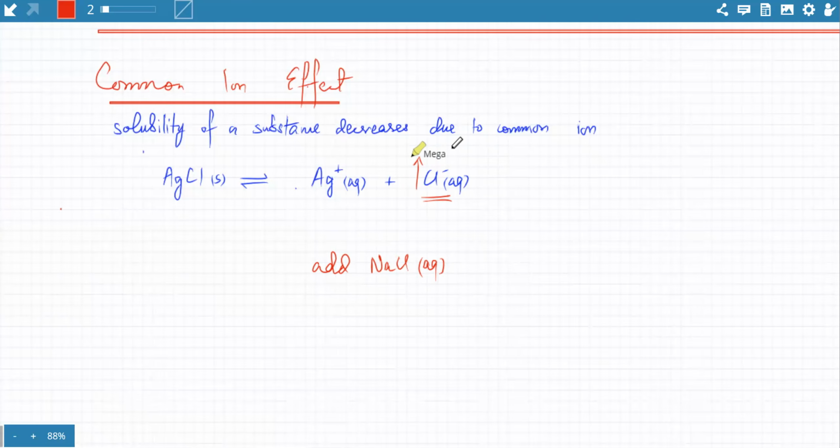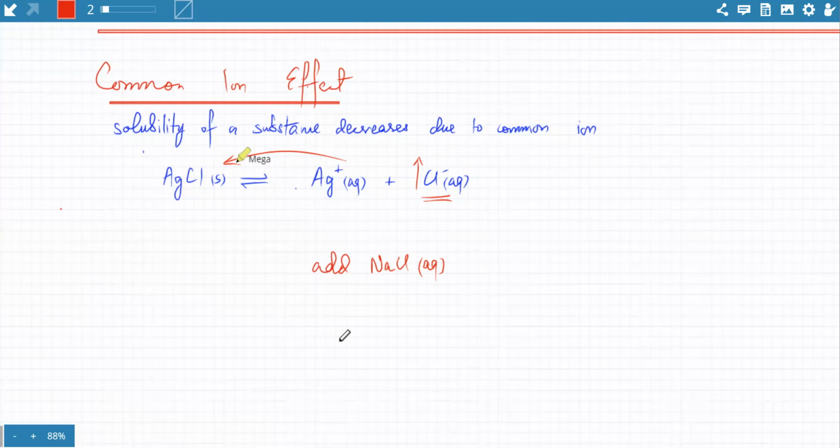Now, because of this much higher Cl- concentration, the equilibrium would shift backwards and less AgCl would dissolve because you have lots of Cl ions, and to counter the effect, according to Le Chatelier's principle, if you know what Le Chatelier's principle is, that if you try to increase Cl- concentration, the equilibrium would try to decrease Cl- concentration and the equilibrium shifts backwards. Sarah, is this clear? Yes, sir.